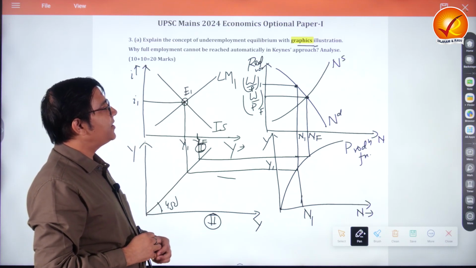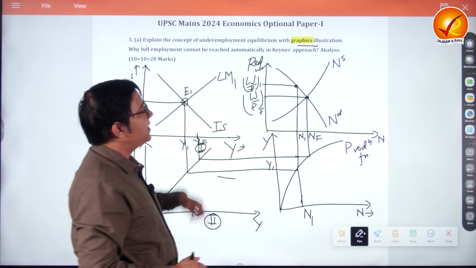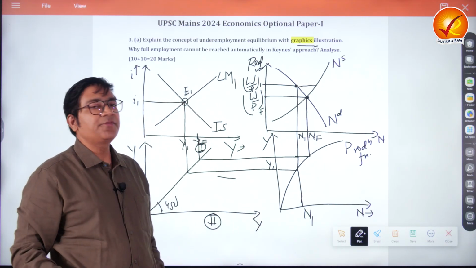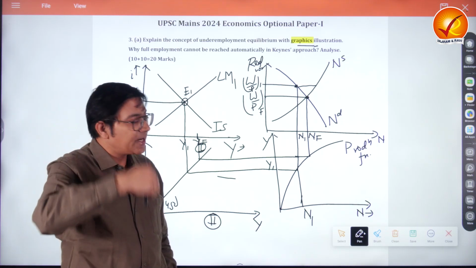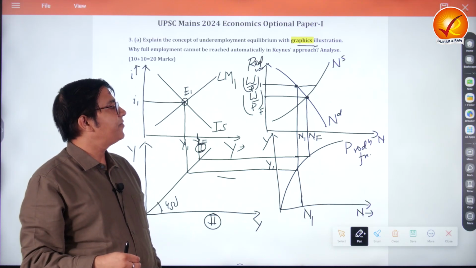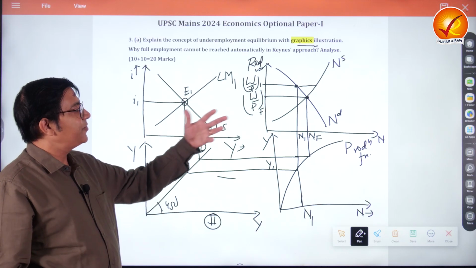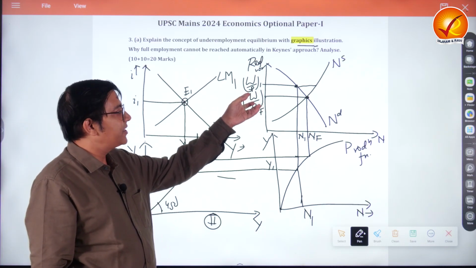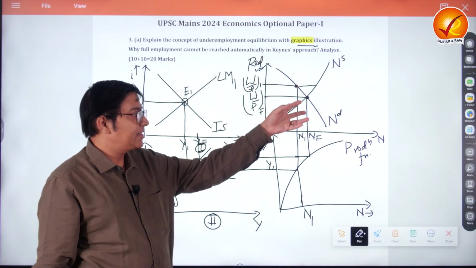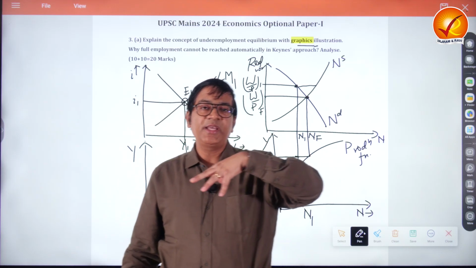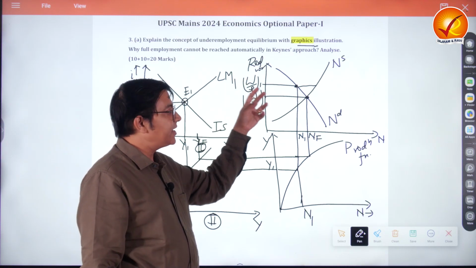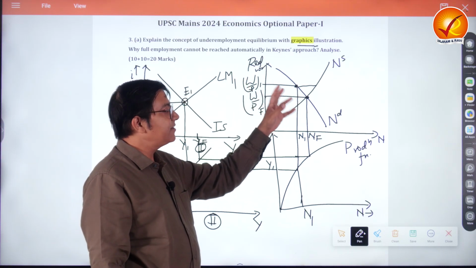Had it been classical theory, what would have happened? At this higher real wage, there would have been excess supply of labor. Due to excess supply of labor, the wages would have fallen. The cost of production would have fallen for the producers, and as the cost of production fell, they would have been able to employ at a lower real wage. Hence, the equilibrium could have been automatically reached. That is what classicals claim: that even if you deviate from the full employment level of output, wage-price flexibility ensures that you come back to full employment. Keynes says no.